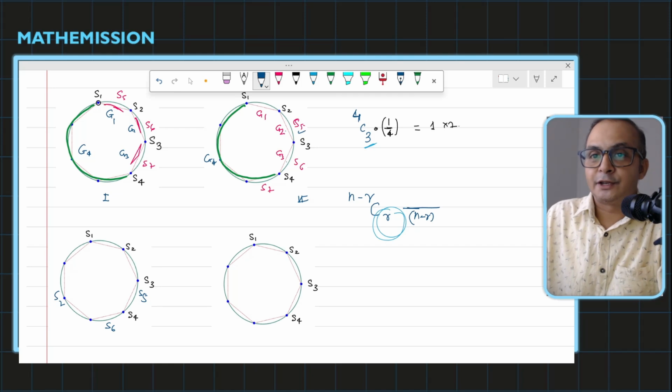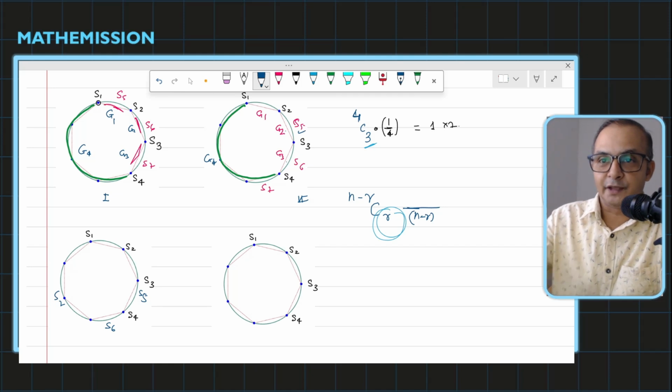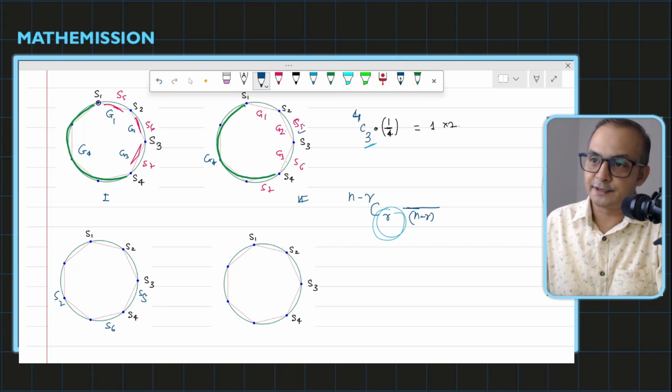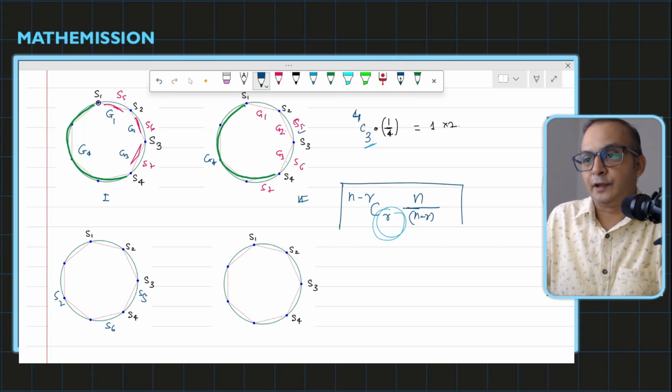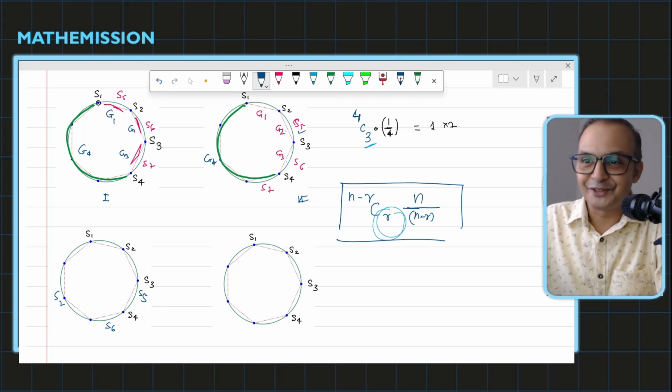And because I don't know where I'm starting, whether S1 is the starting point for S1, S2, S3, or S5 for S5, S6, S7, these are actually done in n different ways. So therefore we multiply by n. And that is the whole thing I wanted to convey for the first formula we derived algebraically. If you are not understanding, please go through it again and you will understand.